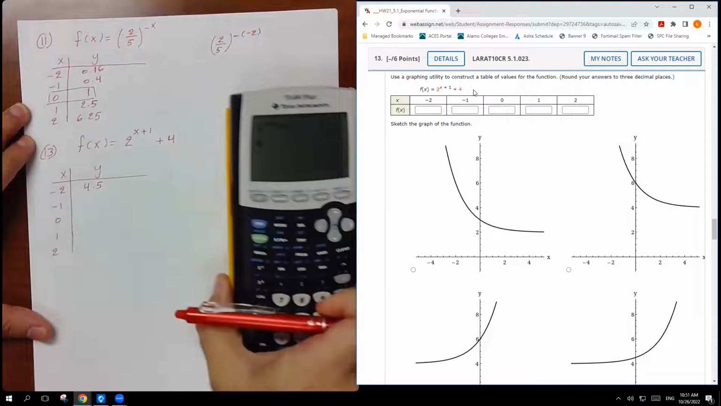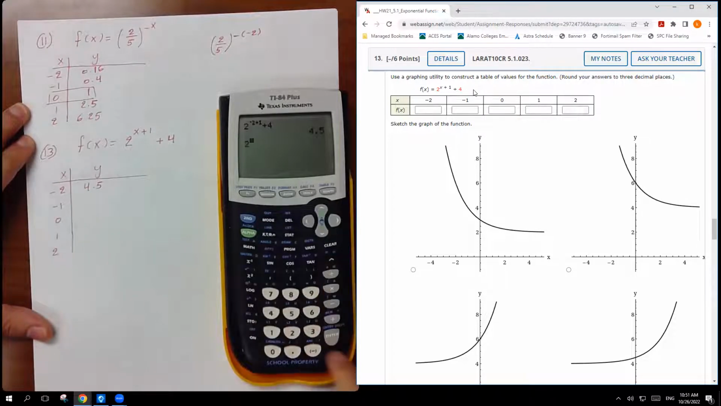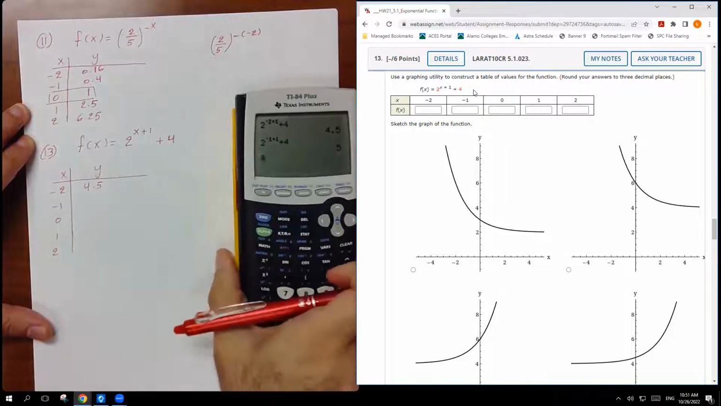Now I'm going to plug in -1. So 2 to the exponent -1 plus 1. Go down here, plus 4. It's going to be 5.